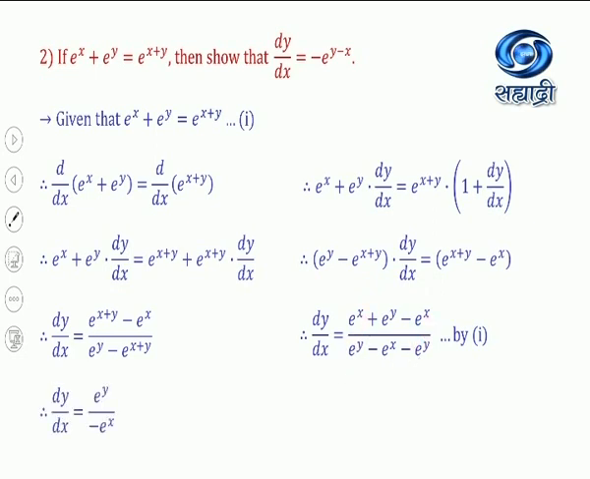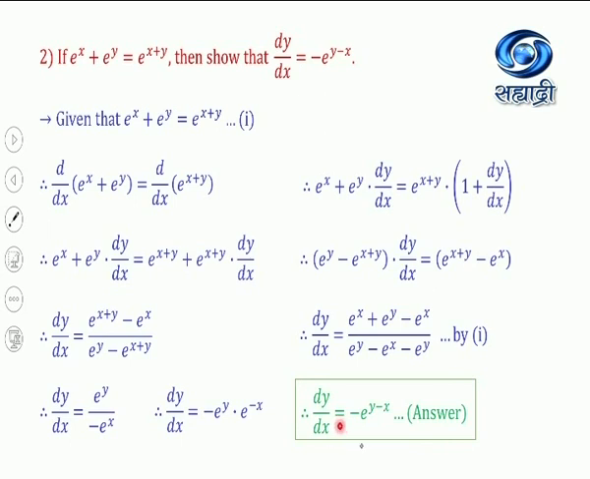So what do we get? We get dy by dx equal to e to the power y upon minus e to the power x. Now take this e raised to x in numerator, minus sign take in numerator. So we write minus e raised to y into, now this power is positive in denominator. If you write this term in numerator, it becomes negative. So we get e to the power y into e raised to minus x.